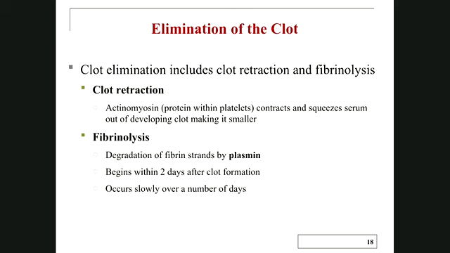The clot elimination includes clot retraction and fibrinolysis. I talked about clot retraction for you, and for clot retraction, we need a protein within the platelet, which we call actinomyosin. It can contract and squeeze the serum out of the developing clot, making the clot become smaller and smaller. And then we have the other process, which we call fibrinolysis.